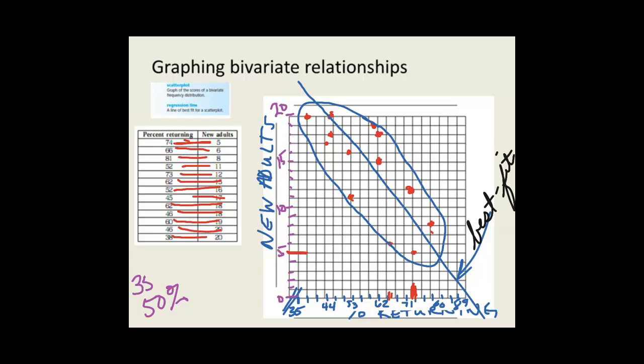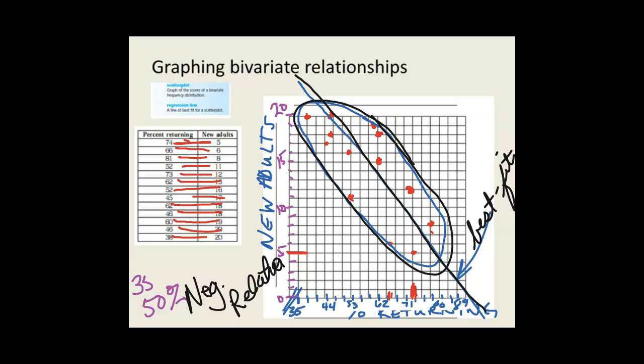So you can see the lassoed up shape here is pointing down and to the right. That indicates that this is a negative relationship, which makes sense because as one variable, percent returning, increased, the number of new adults that came into the colony decreased. The scatter plot part of this is the actual dots. Okay, the actual dots on this grid represent the scatter plot.